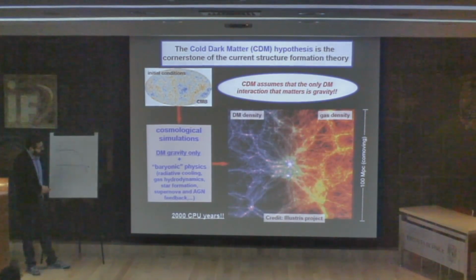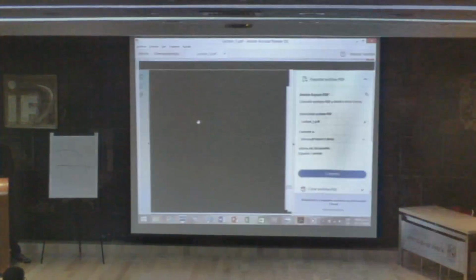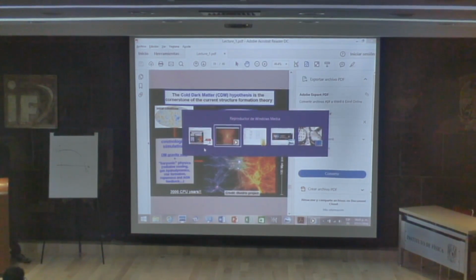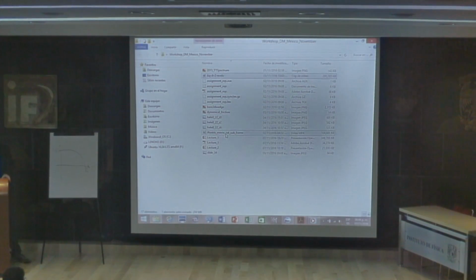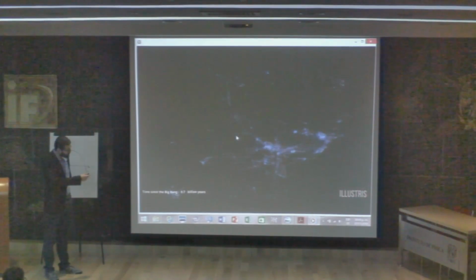So what is the status of the structure formation theory right now? Well, we have a model that is built upon this assumption. You can start from the initial conditions of the CMB and put all these ingredients into a supercomputer under this assumption, and then you add all this physics that is known as baryonic physics in the community of galaxy formation, and you end up with something like this. I will close my presentation with this movie, which is one of the state-of-the-art simulations of galaxy formation.